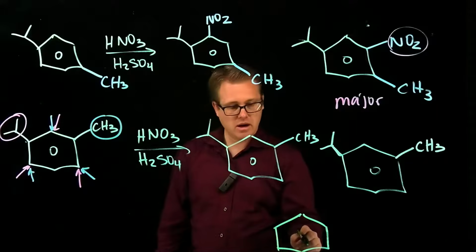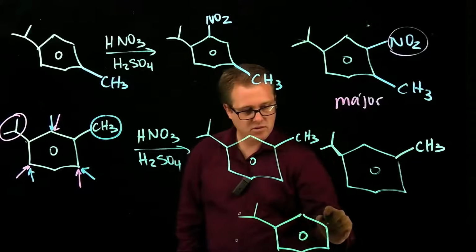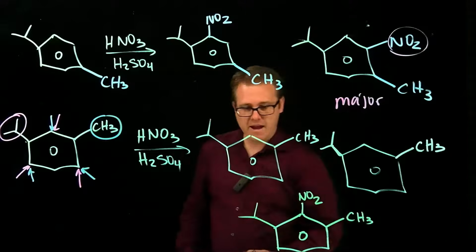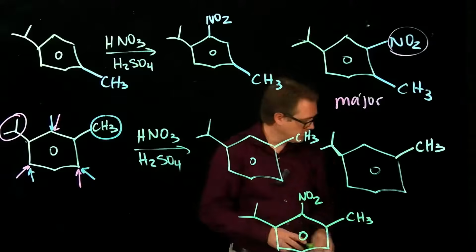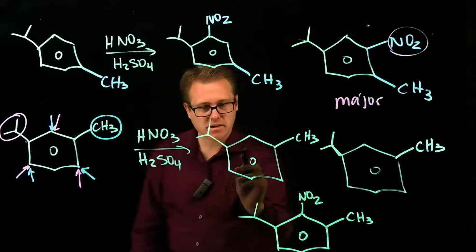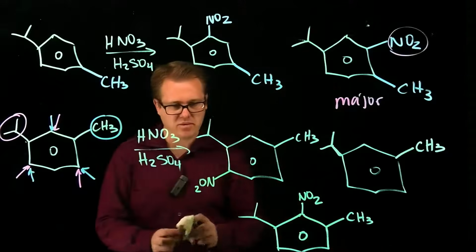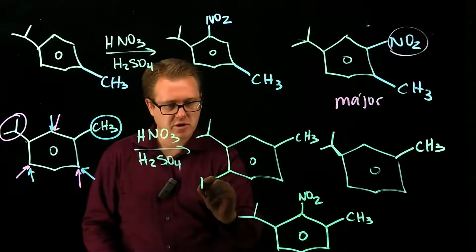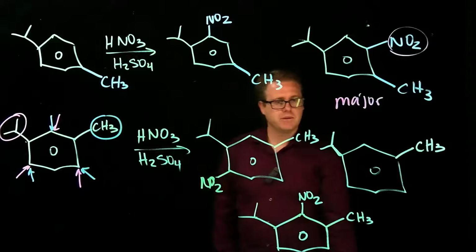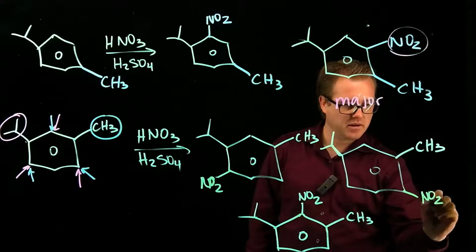Okay, so let's draw this one like this. So we could have that as an option. Well, let's see, we could have this one as an option. NO2. I don't like how that looks. That looks a little weird. We'll just go NO2. Okay, NO2. And then where could we have the other one? We could have this option right here.